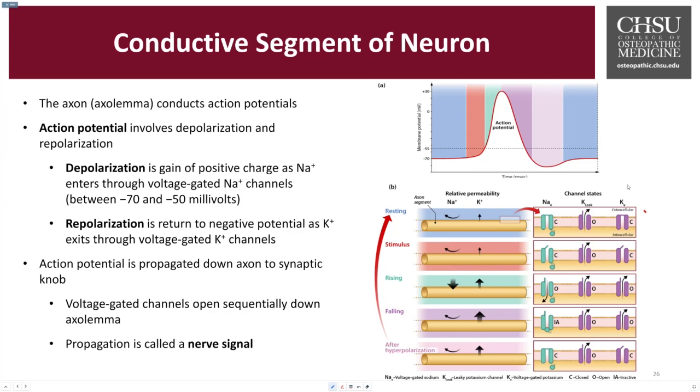The conductive segment of a neuron. The main activity of the conductive segment of the neuron, or the axon, is to generate an action potential.